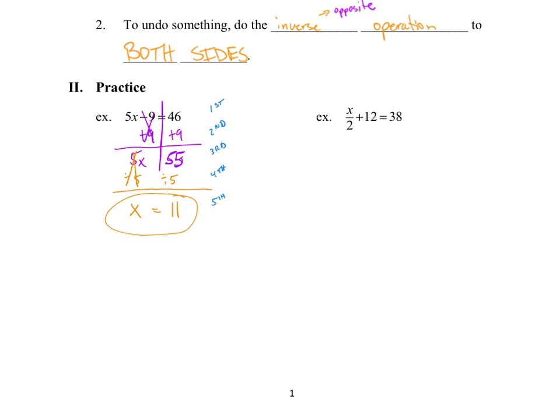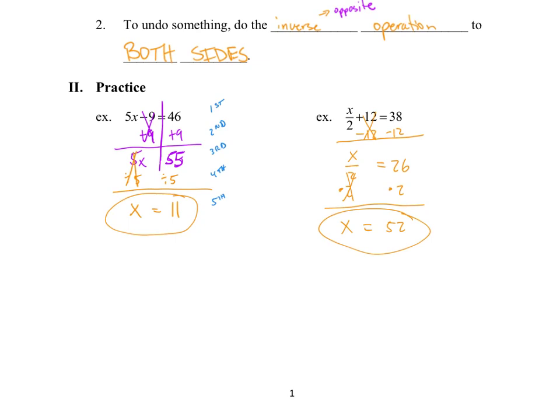So what do I have to do first in this next one, Adam? Minus 12. I have to minus 12. So I'm left with x divided by 2 equals 26. What's my next step, Elise? Times 2. Times 2. So that's solving a 2-step equation.